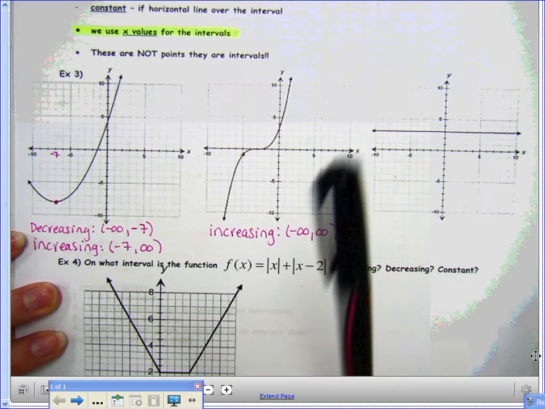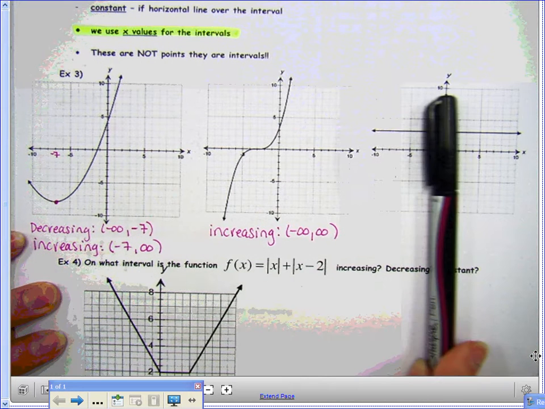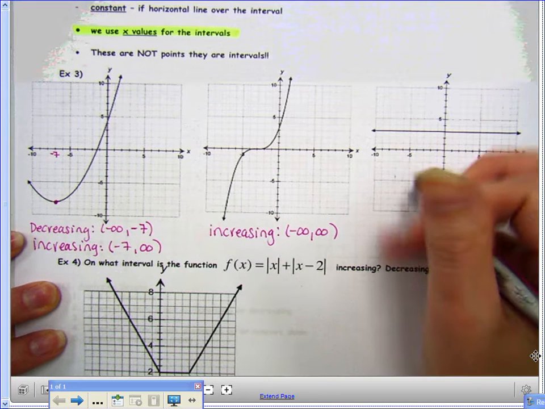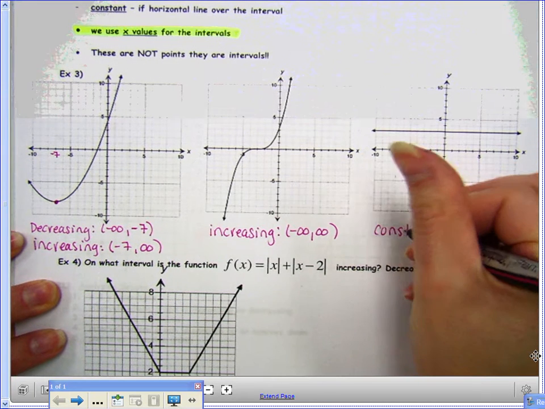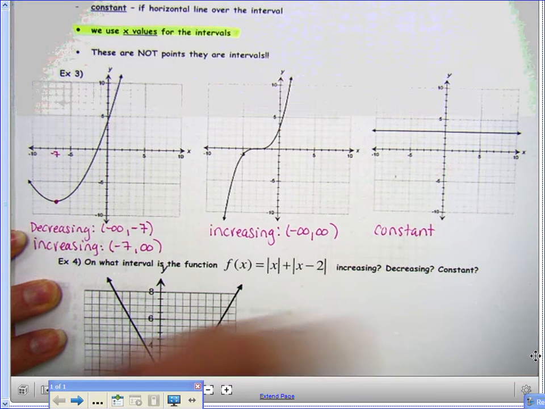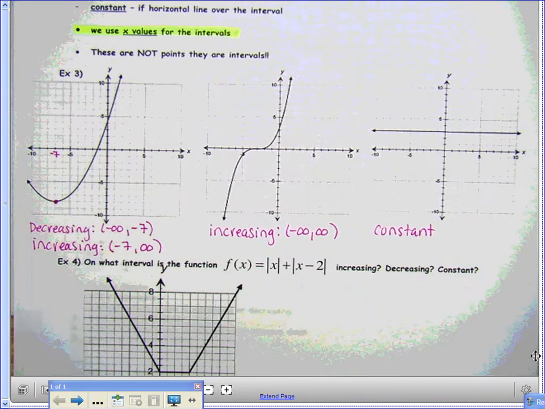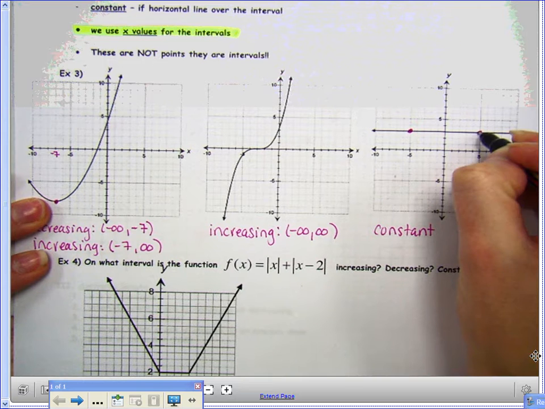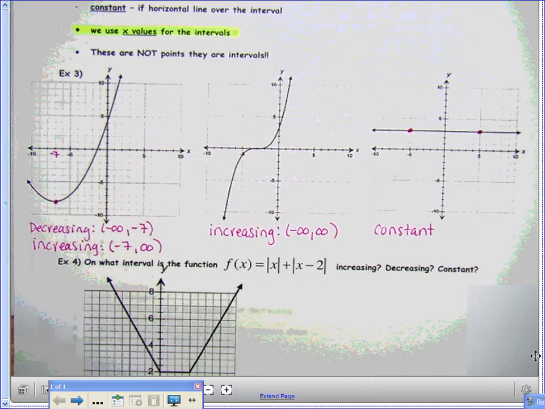And if I look at the last one, this is a horizontal line, so this would be considered to be constant. Now constant's different. If it didn't have the arrows on it, we know we're constant from negative infinity to infinity. If it didn't have the arrows, and let's say it stopped at negative 5 and 5, then since x can be equal to negative 5 and 5, you would actually use brackets, so constant's a little bit different.